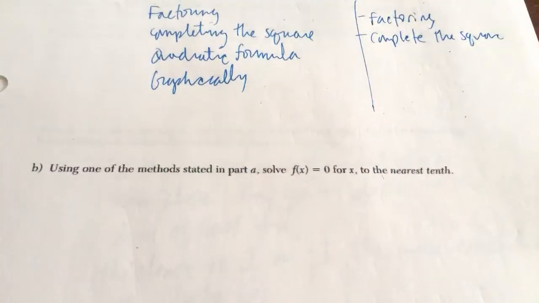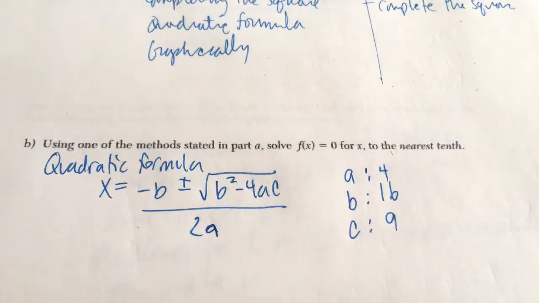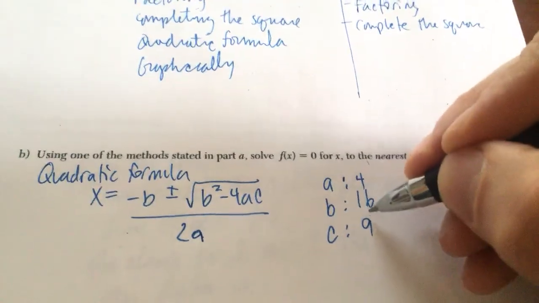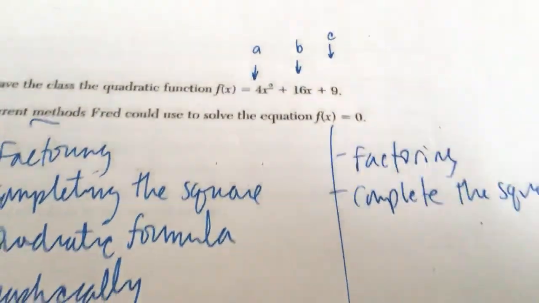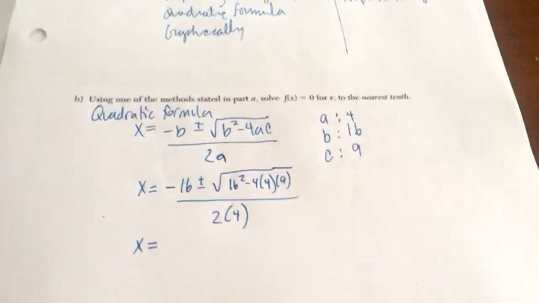By using one of the methods, solve for f of x. I am going to choose to use the quadratic formula. A is 4, B is 16, and C is 9. This value is always your A. The number in front of your x is your B, and then the number without any variable is your C. So now I'm going to plug all these in and simplify.